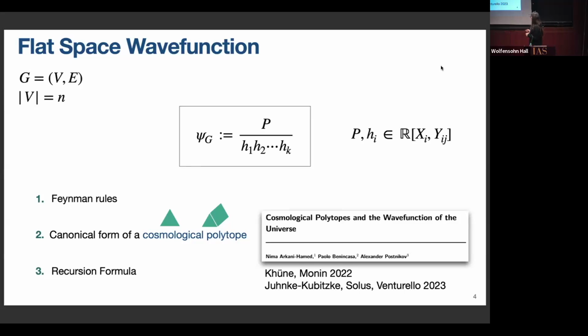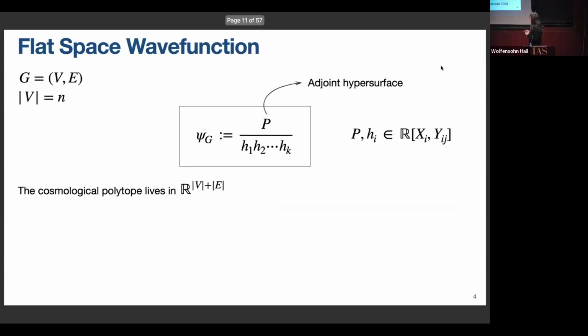And the cosmological polytope as a purely mathematical object was later picked up also by Kühne, Monin, Juhnke-Kubitzke, Solus, and Venturello, in which triangulations and face descriptions were studied. And the third way you can introduce this function is using the recursion formula that was given before. So there are two descriptions which are very combinatorial for describing this rational function. Luckily, the first two were introduced before, and I'll briefly tell what this representation as the canonical form of a cosmological polytope is.